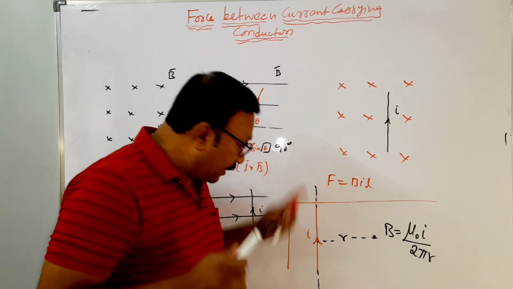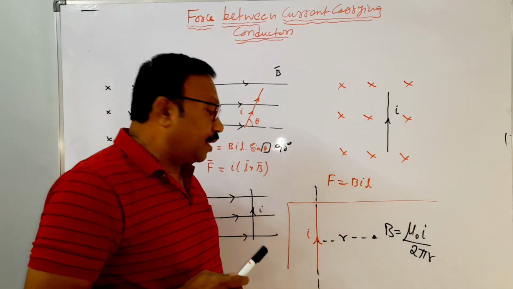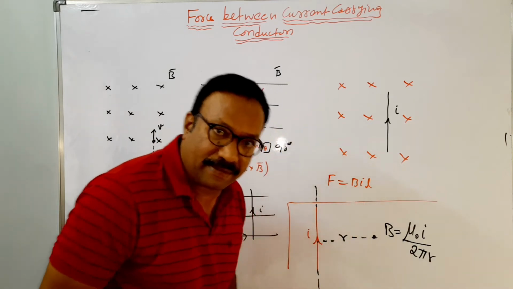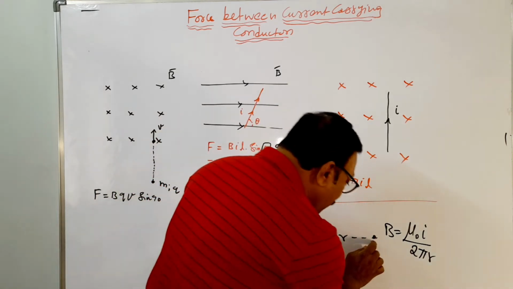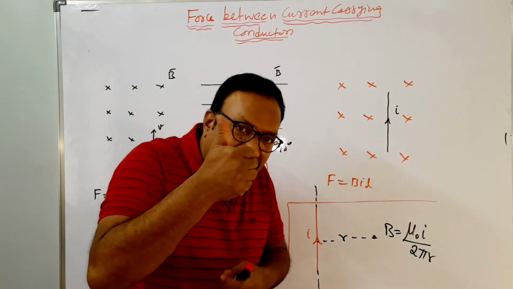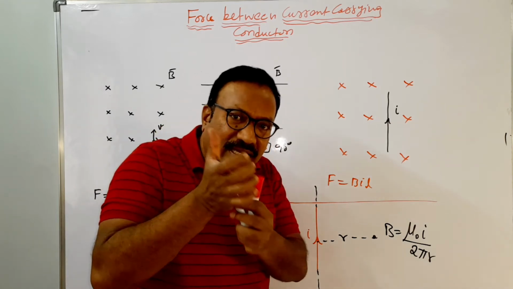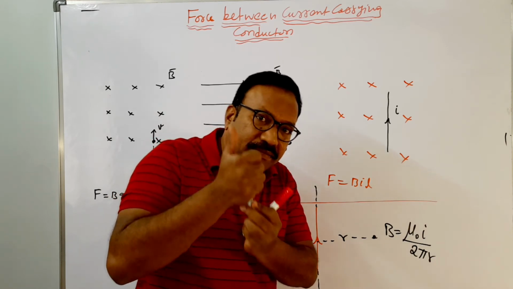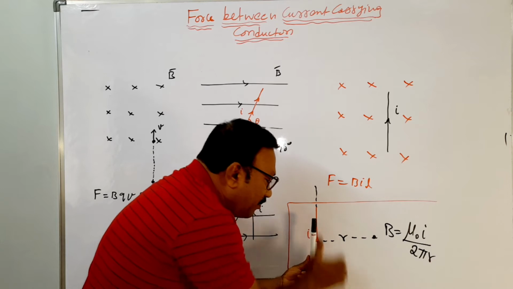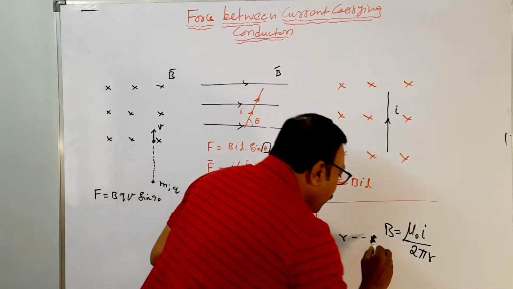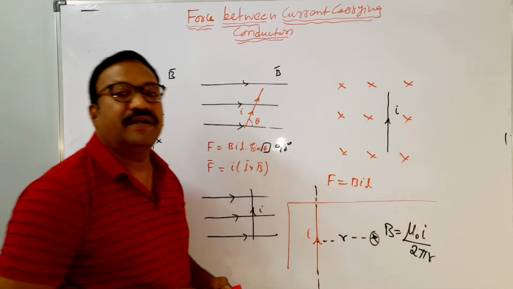A current carrying conductor produces magnetic field around it at a distance r, which is given by this, and the direction of this magnetic field is given by right hand thumb rule. This indicates the direction of current, and this will indicate the direction of magnetic field. So the current is going in upward direction, so the magnetic field will be inward. So this is the inward magnetic field.